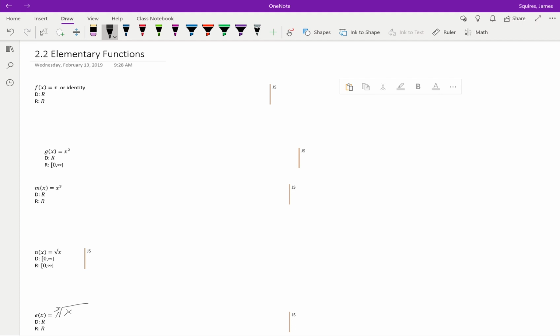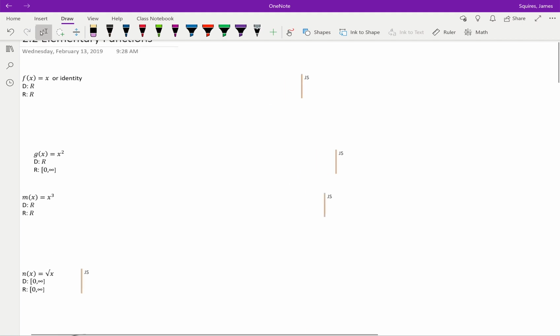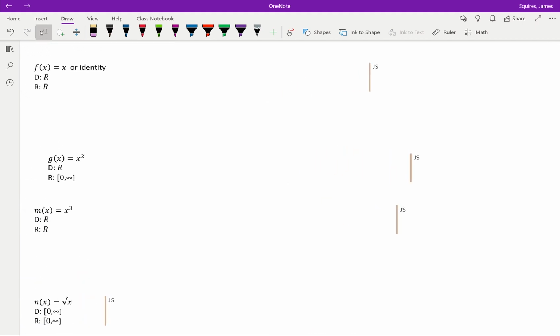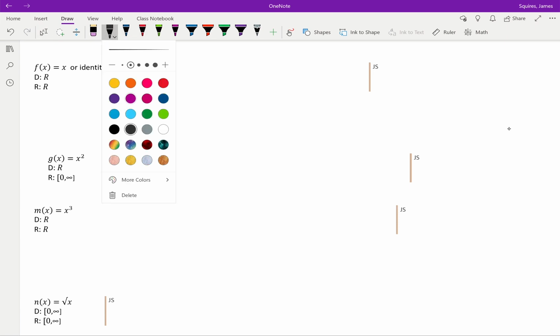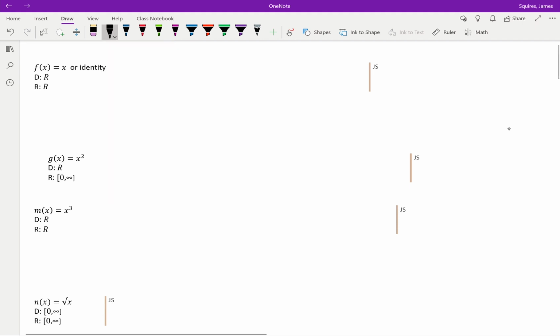In the first example that we're going to be looking at, f of x equals x, the identity function. If we were to graph the identity function, with the y-axis and x-axis, the identity function cuts through the origin at a 45-degree angle, and that will be our f of x equals x function. Note the domain of this function is all the real numbers.